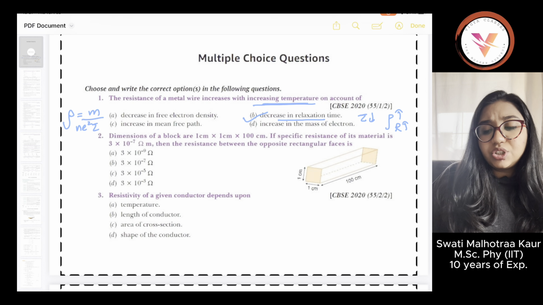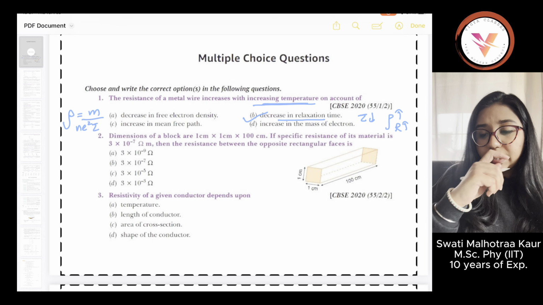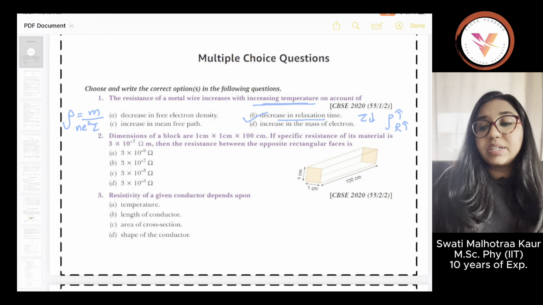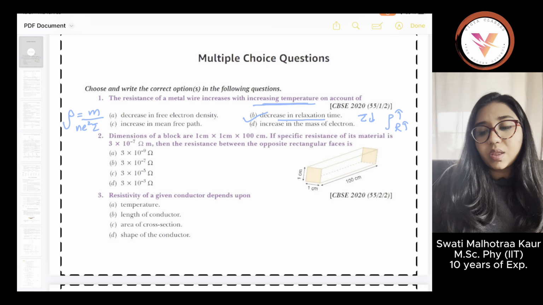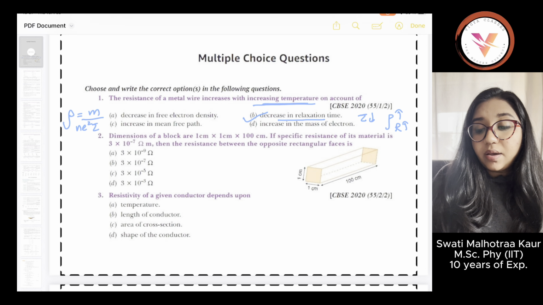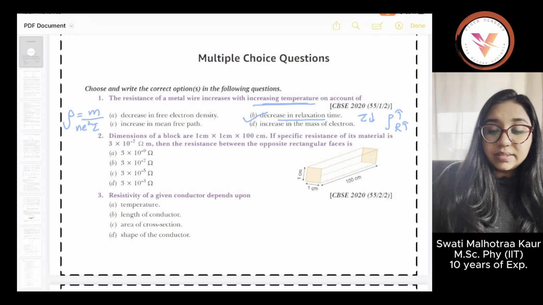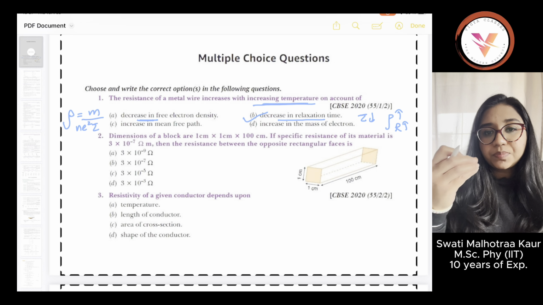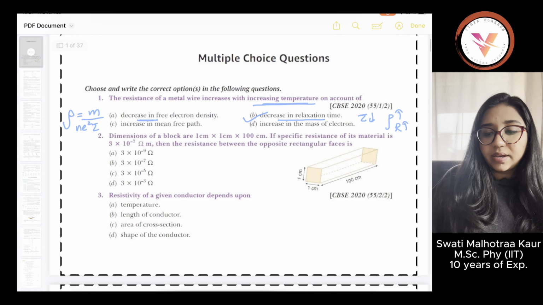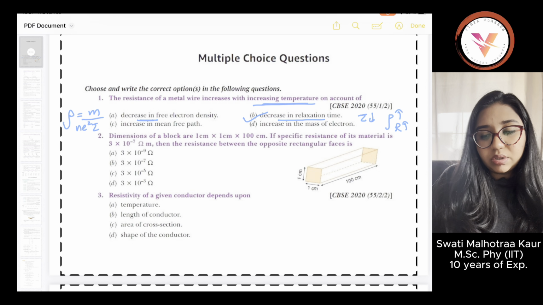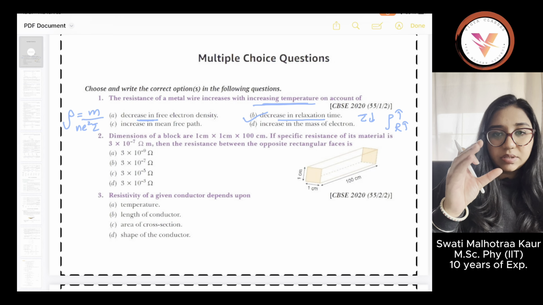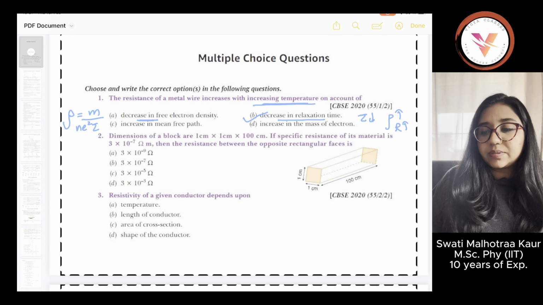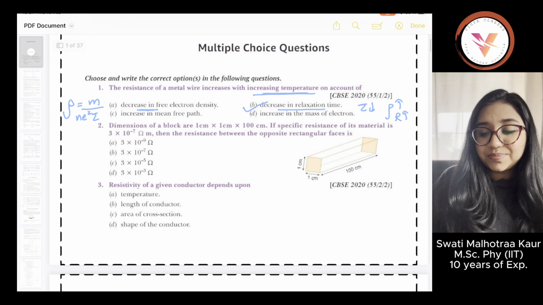There will be a change in electron density, but electron density increases. So the increase in resistivity is because of decrease in relaxation time. What happens with number density is that free electron density increases because the bonds break. Increase in mean free path, no, there will be a decrease in mean free path because the collisions become rapid, the time decreases, and the distance between them also decreases. Increase in mass of electron does not happen.